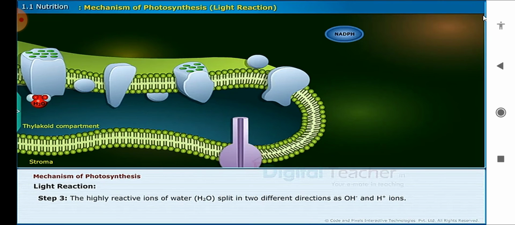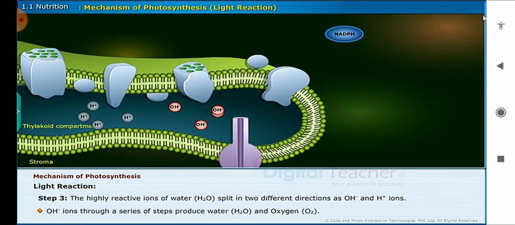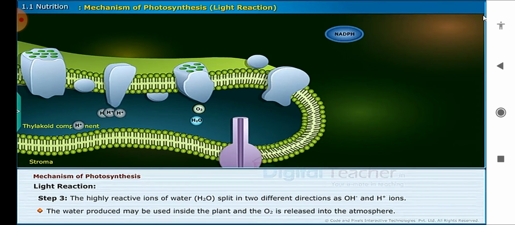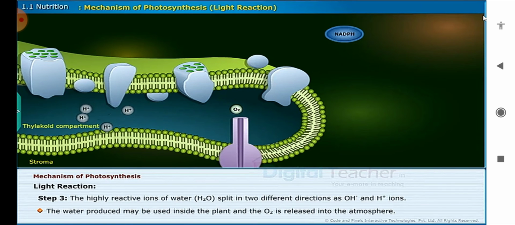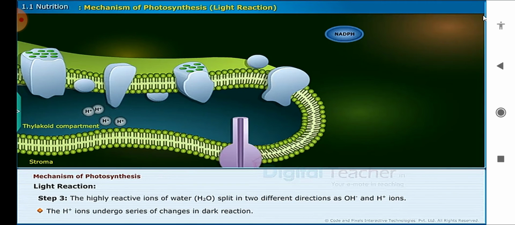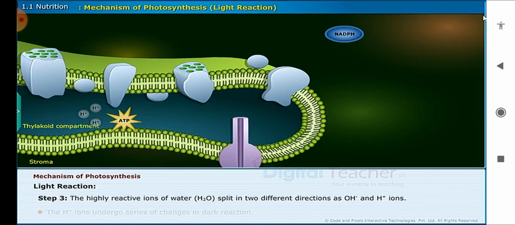Step 3. The highly reactive ions of water split in two different directions as hydroxyl and hydrogen ions. The hydroxyl ions through a series of steps produce water and oxygen. The water produced may be used inside the plant and the gas oxygen is released into the atmosphere. The hydrogen ions undergo a series of changes in dark reaction.